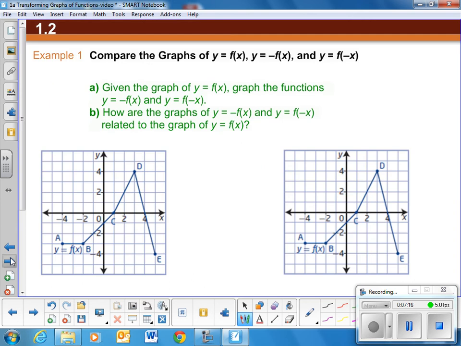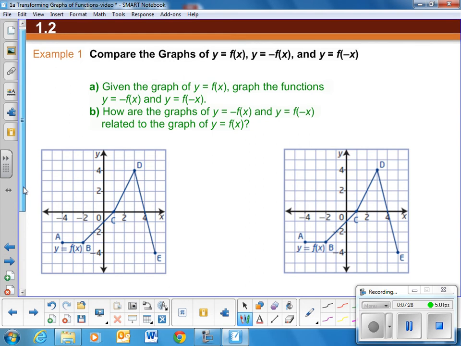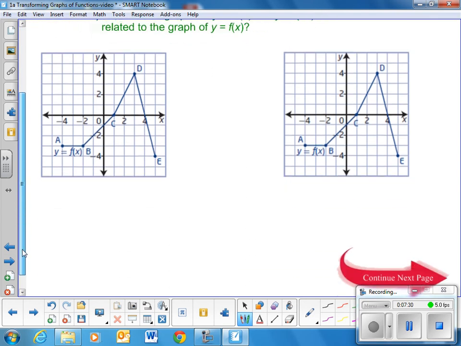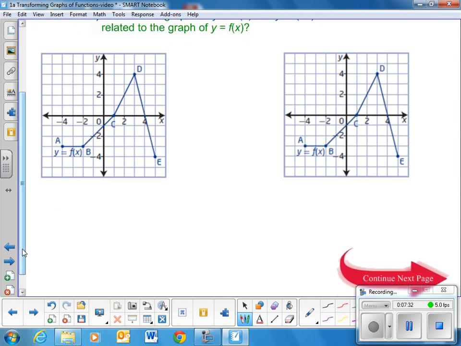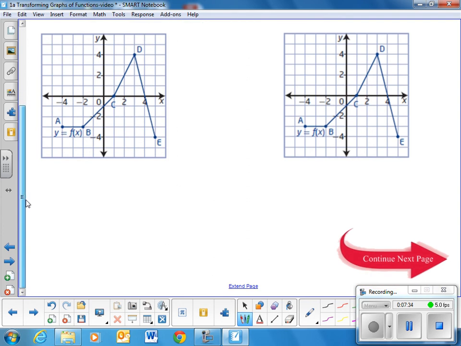Compare the graphs. Given the graph of y equals f of x, graph the functions y equals negative f of x and y equals f of negative x. How are the graphs related to the original function? Okay, so the same idea here. On this graph, let's do y equals negative f of x. And on this one, we will graph y equals f of negative x.